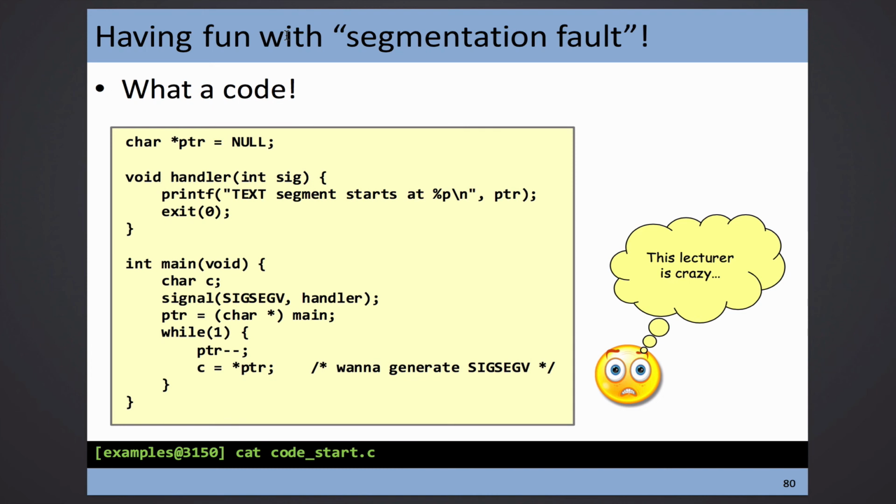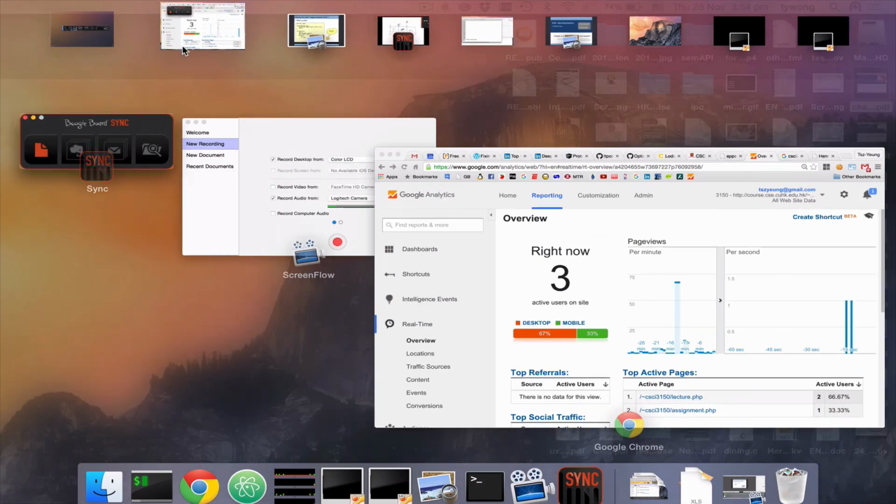Oh, by the way, after I wrote up this program, I found exactly the same program appear in one of the books. The book is written by a group of Japanese people.